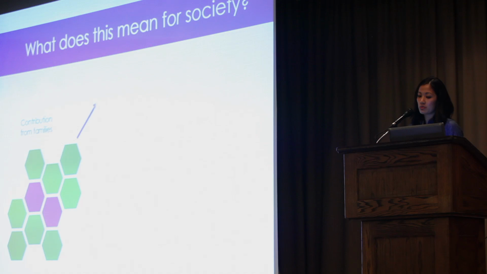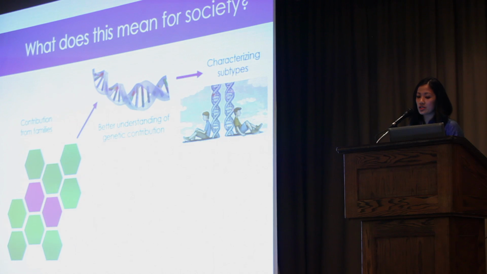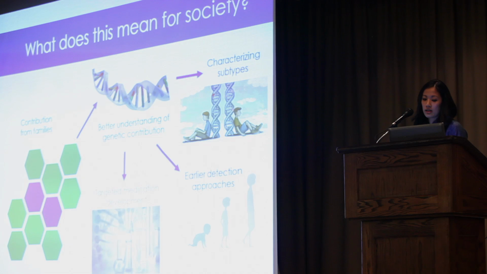Collectively, all these families do contribute a benefit to society, which is that it helps clarify our understanding of the genetic contributions to neurodevelopmental conditions. This helps direct our initiatives to better characterize subtypes based on genetics so that, one, we can give families information about what to expect, and two, we can provide physicians with recommendations in terms of how to care for these children. This better understanding also gives insight into earlier detection approaches to identify individuals at risk in order to start earlier intervention. And lastly, it's the foundation for the development of targeted medications.